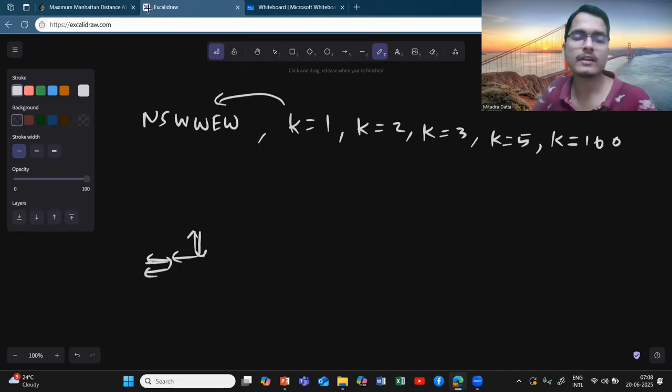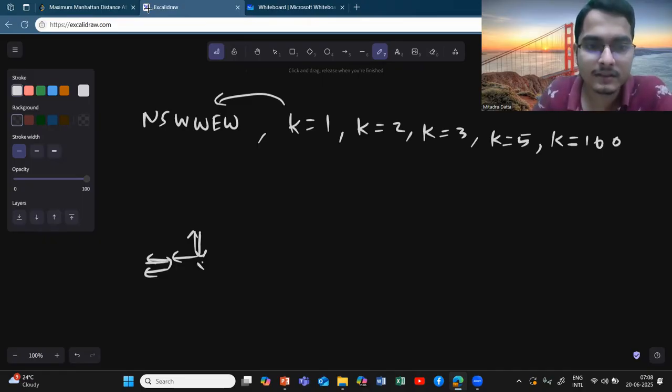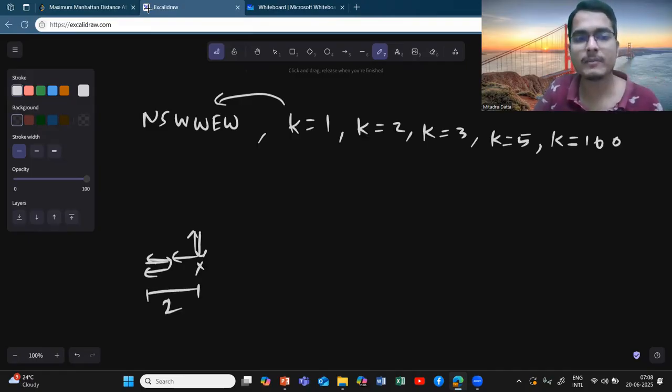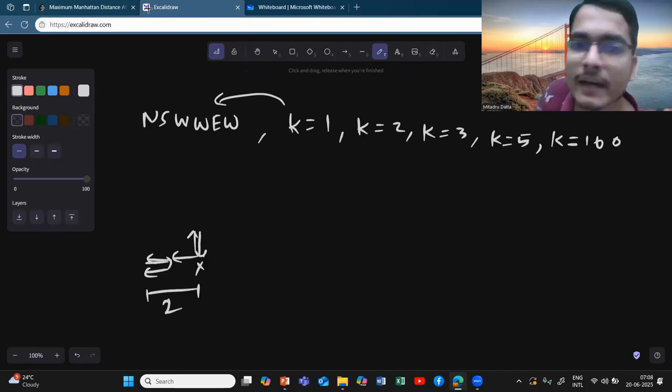Okay, so the maximum Manhattan distance achieved here, you can see from this origin x, let's say, is this length, because this is of 2 length, right? This is of 2 units, and that's it. That is the maximum achieved at any time. Okay, at any time. So what can you see from here?